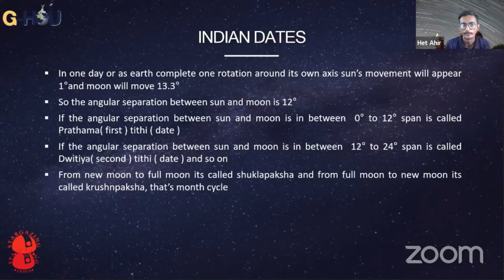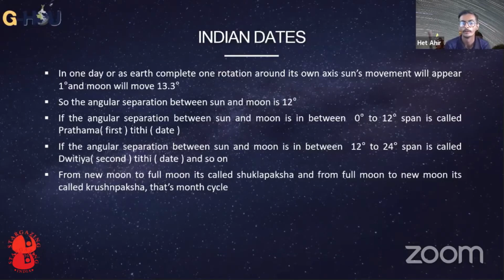If the angular separation between the Sun and Moon is between 0 and 12 degrees, it is called Prathama Tithi, or the first date of our Indian calendar. If the angular separation is between 12 and 24 degrees, it is called Dvitiya Tithi, or the second date according to our Indian calendar, and so on by that angular separation. From new moon to full moon, it is called Shukla Paksha, and from full moon to new moon, it is called Krishna Paksha.